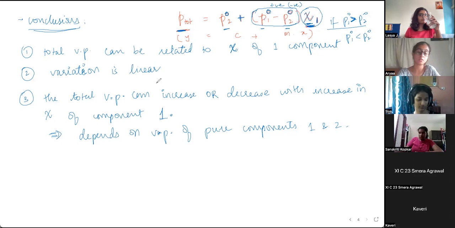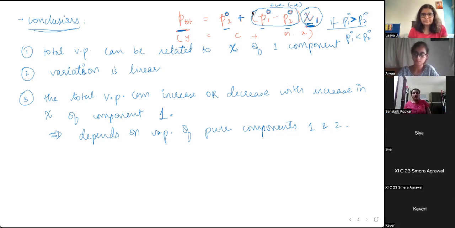Miss, I didn't understand the third point at all. Okay, let's see, have you finished noting everything down? 3 points? Okay. Let me write this properly, clearly here. So we have P total is equal to P2 naught plus P1 naught minus P2 naught times chi 1. ये derive किया ना? This is the formula we have.